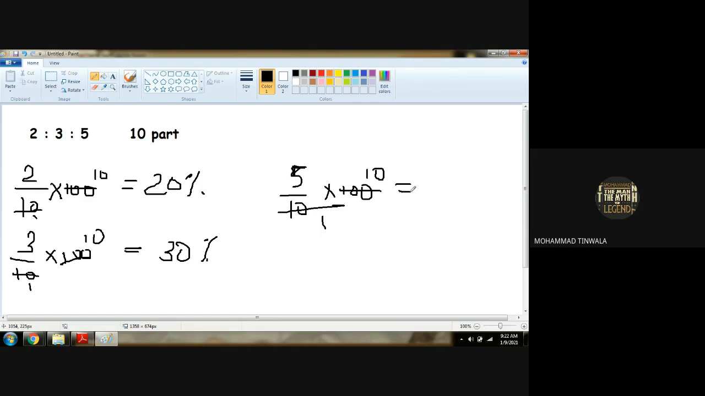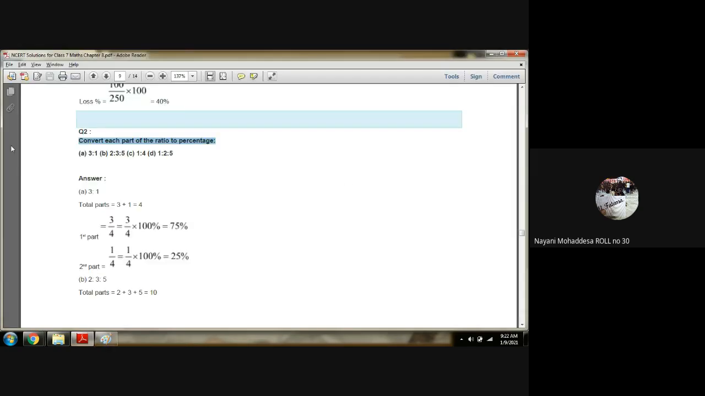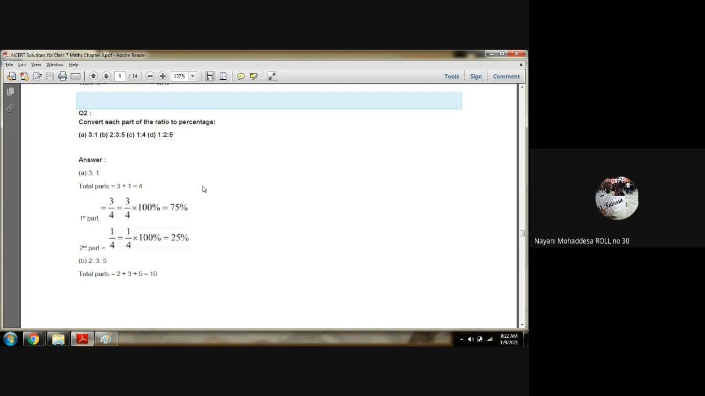Okay, so it will be 5 tens are 50%. Any doubt with this right here? No, sir. So see the total: 20 plus 30 plus 50, total is 100. Is that clear with the sums? Yes. Anybody has any doubt with this? No, sir. Chalo, rest of the two sums will you be able to do on your own? Yes, sir. Okay, chalo.